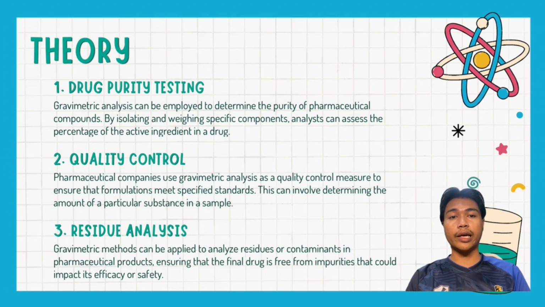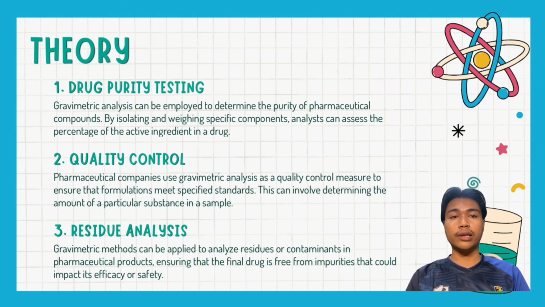Gravimetric analysis can be employed to determine the purity of pharmaceutical compounds. By isolating and weighing specific components, analysts can assess the percentage of the active ingredient in a drug. Second, quality control. Pharmaceutical companies use gravimetric analysis as a quality control measure to ensure that the formulation meets specified standards. This can involve determining the amount of a particular substance in a sample.